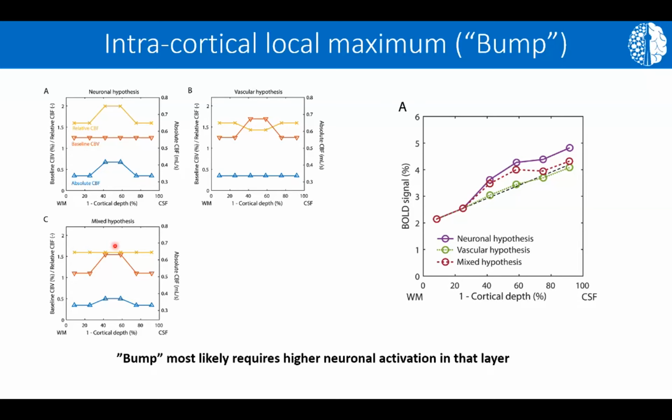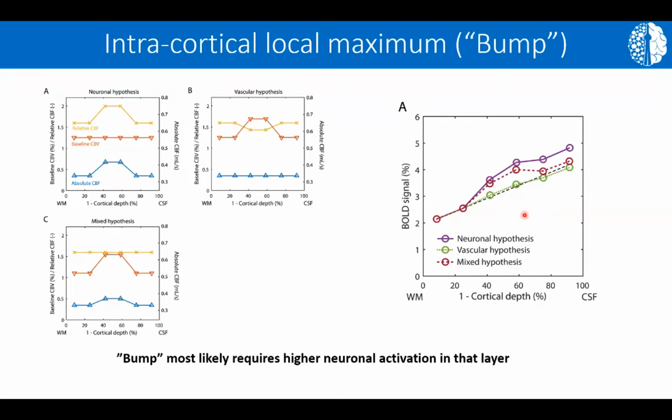Now we put all these scenarios into the equations, and what we are getting is shown here on the right. Left is white matter, right is CSF, and the different colors are different hypotheses. So the green one is the vascular hypothesis, the purple one is the neural hypothesis, and the mixed hypothesis, which is probably the most realistic one, is the red one, dotted. And what you see is the vascular hypothesis actually doesn't give any peak, which to us was very surprising. Only when there's neuronal activation, which has a bump itself, does it cause a bump in the BOLD signal.